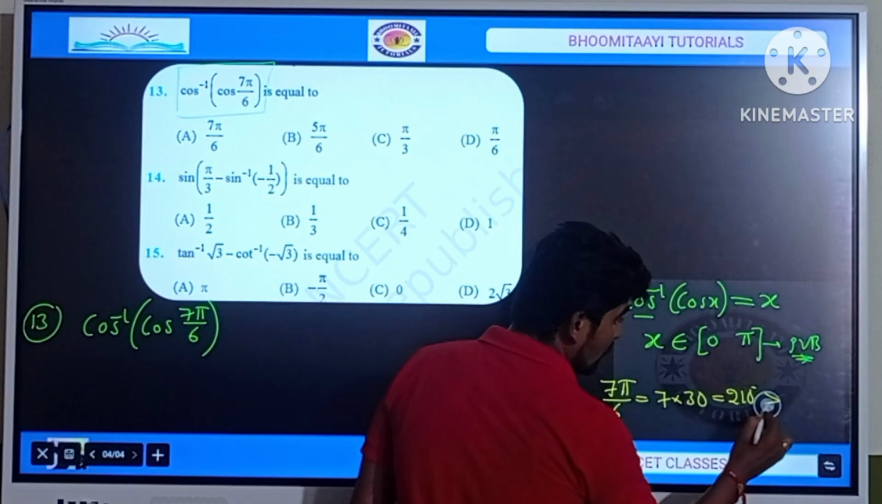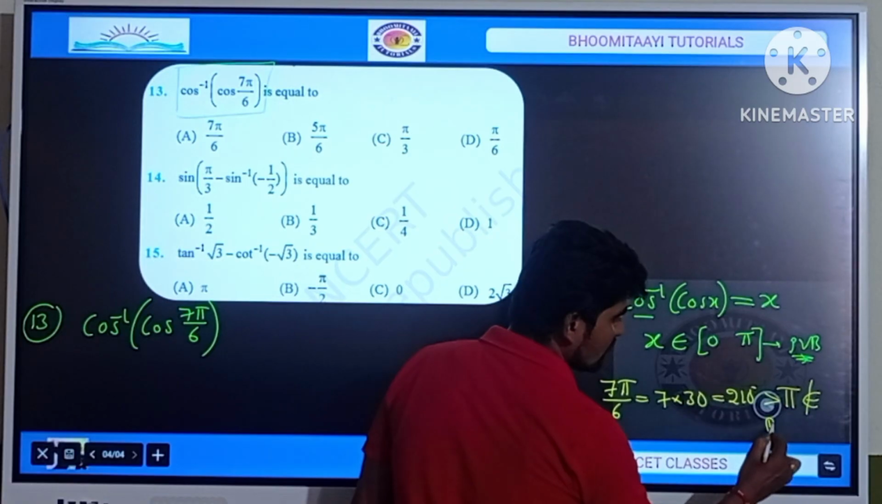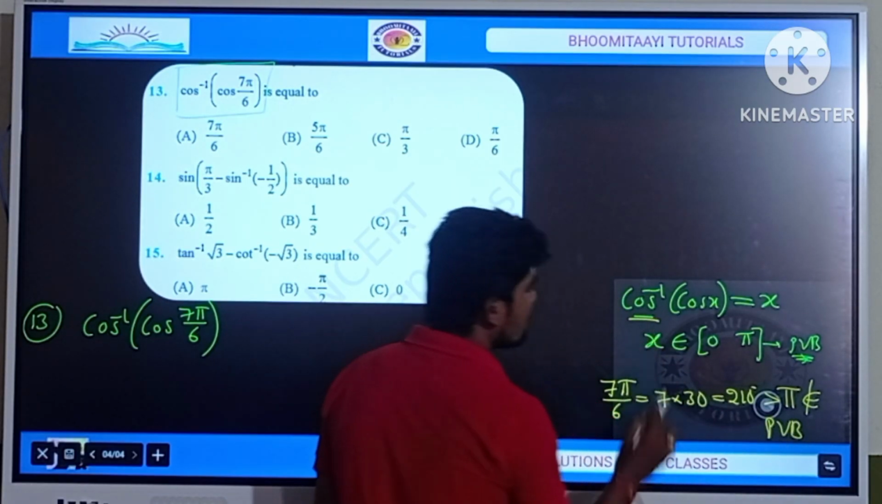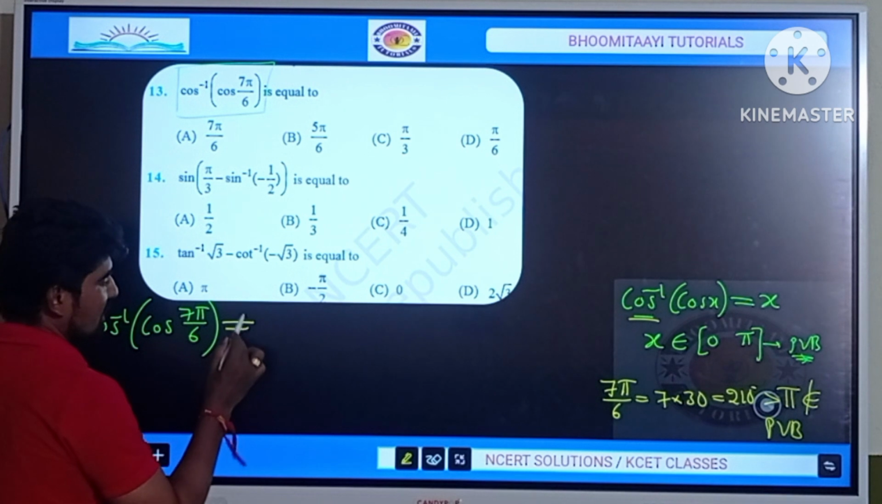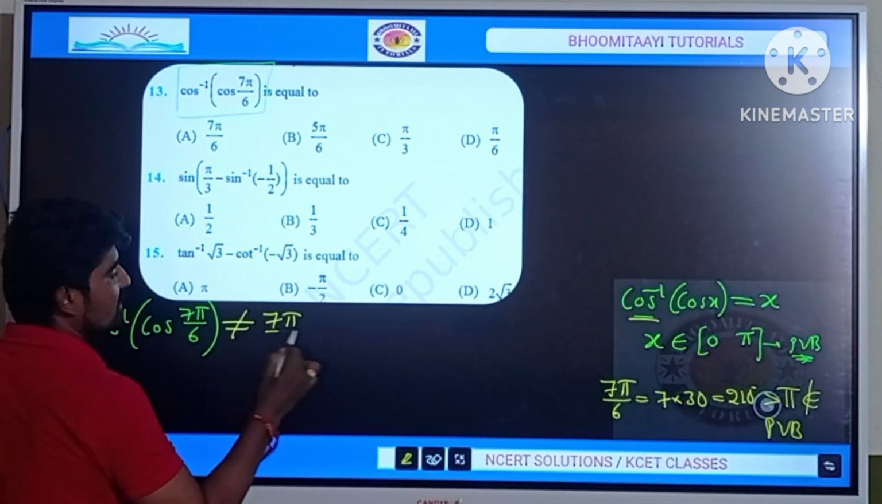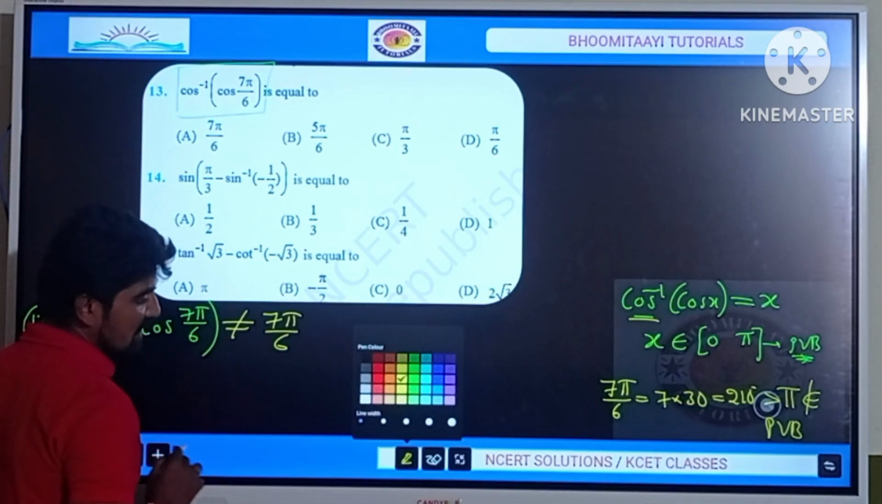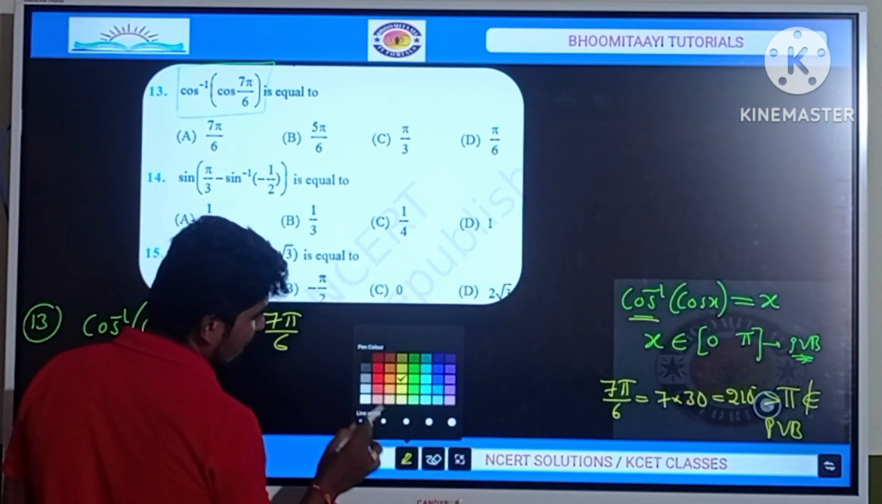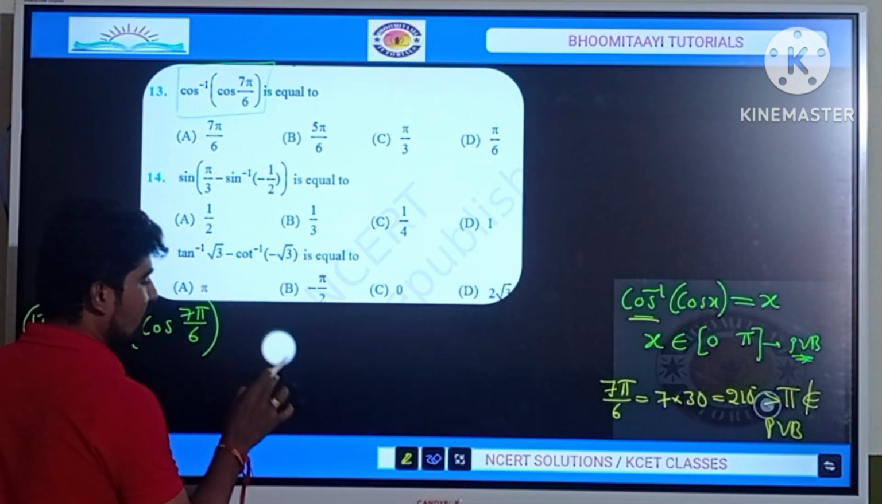So definitely 210 degrees is more than 180 degrees. It means 210 degrees does not belong to the principal value branch of cos inverse. Therefore cos inverse of cos 7 pi by 6 is not equal to 7 pi by 6. So first, we need to convert this angle 7 pi by 6 using what? Allied angle formulas.